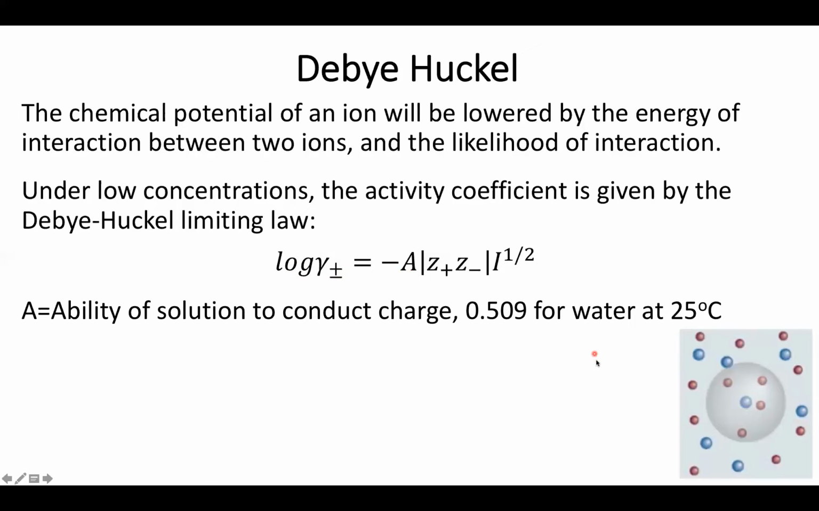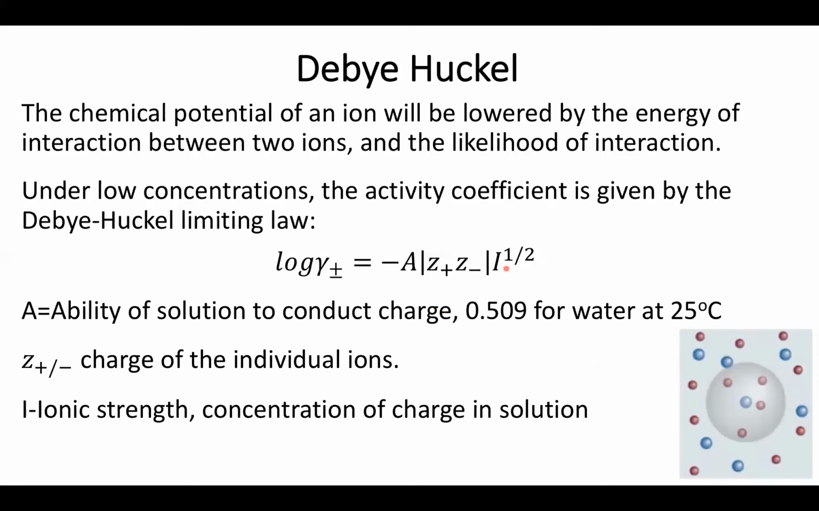However, it turns out that water is a pretty good conductor of charge, and so is a fairly sizable value for A. The next up is going to be a sheer measure of the charge of the individual ions. The greater the charge, the more likely they are to interact. And finally, the ionic strength. So this ionic strength is really just a measure of the concentration of our charge in solution. So the more charged ions I have, and again, the greater their charge, the more likely I am to see these large interactions binding the system together and decreasing the net chemical potential or activity of the system.